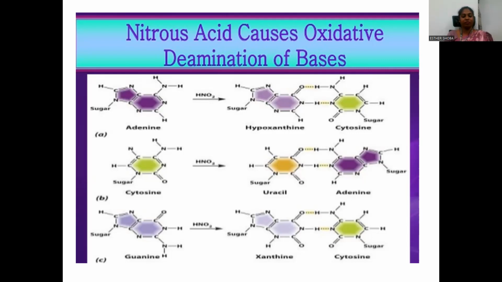The third example is of guanine. Guanine, on deamination, gives rise to a particular non-modified base which we call xanthine. Xanthine still base pairs with cytosine, but the difference here is that in guanine-cytosine we have three hydrogen bonds, whereas here xanthine and cytosine are base paired with two hydrogen bonds, meaning to say that the connection or the bond between them might be weak because the number of hydrogen bonds is just two.